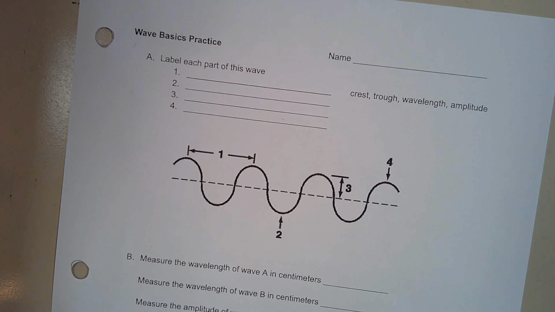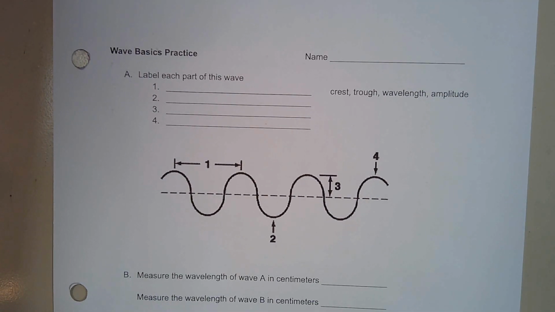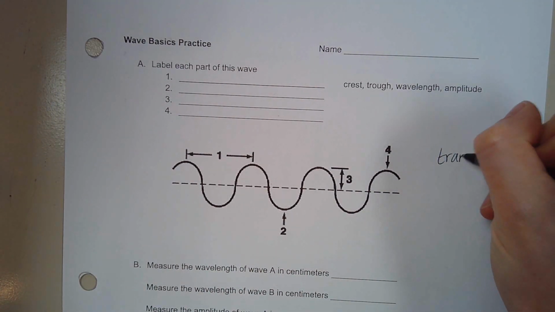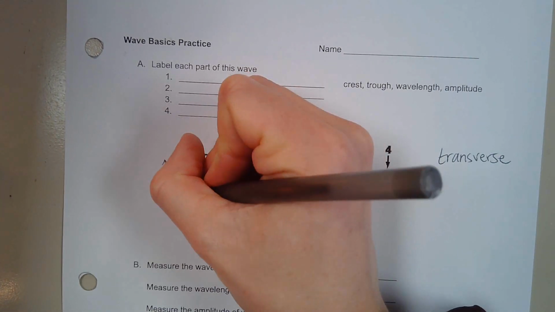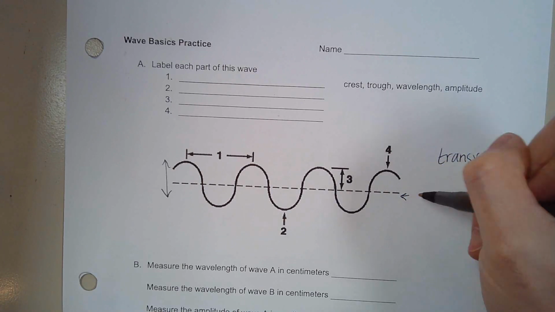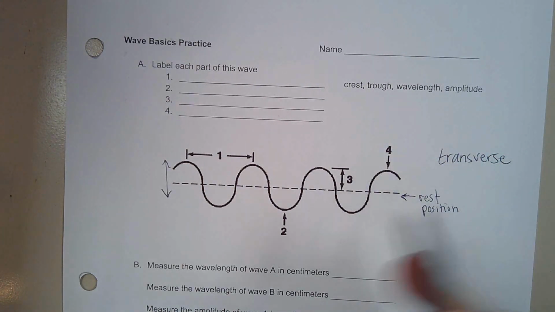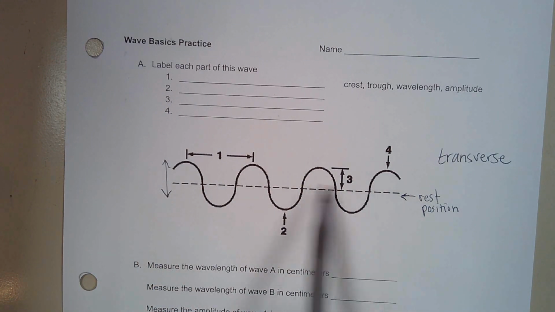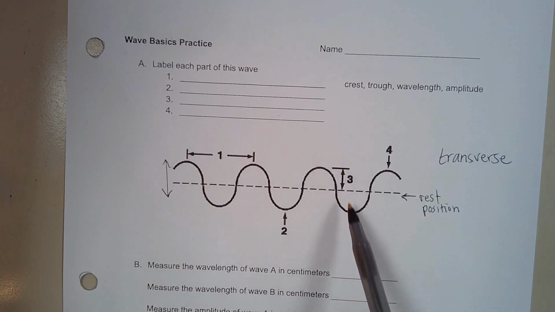This is the waves basics practice, and so this is just learning the different parts of waves and how to interpret waves and describe waves. And so this first wave that we're looking at is a transverse wave, meaning that it goes across this rest position. So if we had a rope and we just laid it flat, it would be on the rest position, it's not moving, but then if we move that up and down, it's going to create these up and down waves.